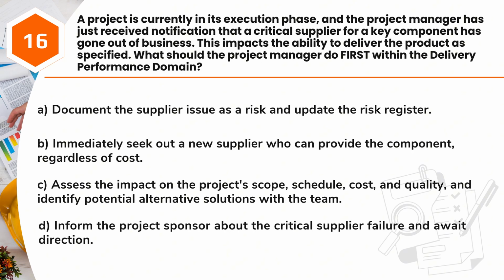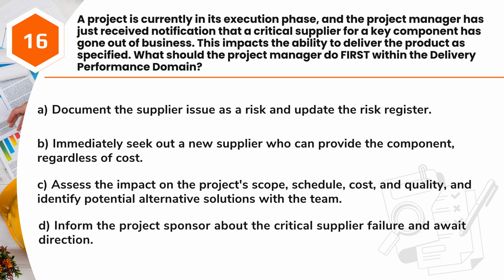Question 16. A project is currently in its execution phase, and the project manager has just received notification that a critical supplier for a key component has gone out of business. This impacts the ability to deliver the product as specified. What should the project manager do first within the delivery performance domain?